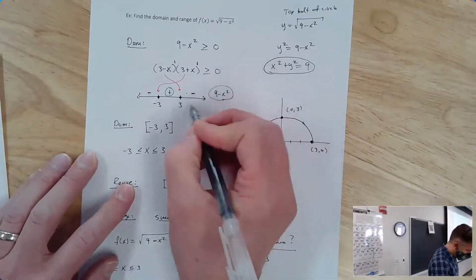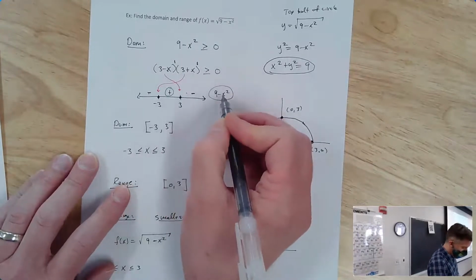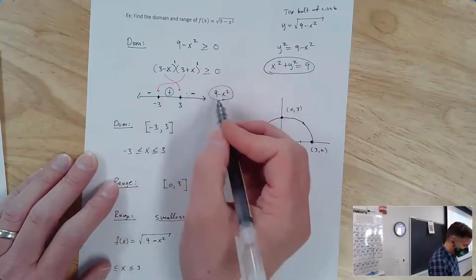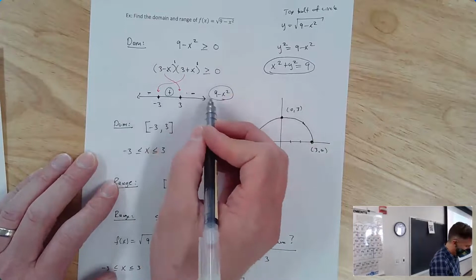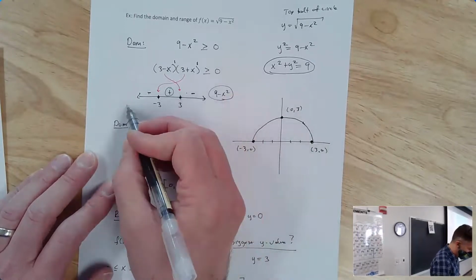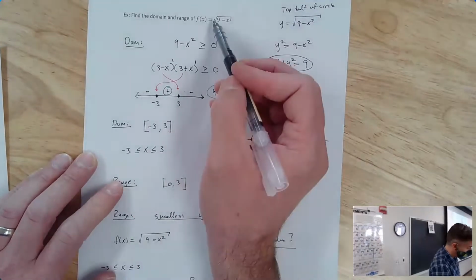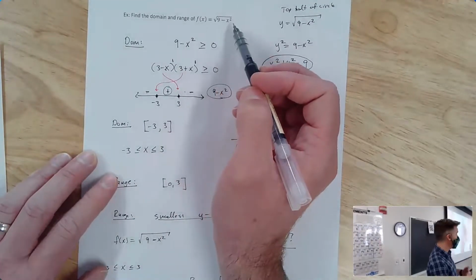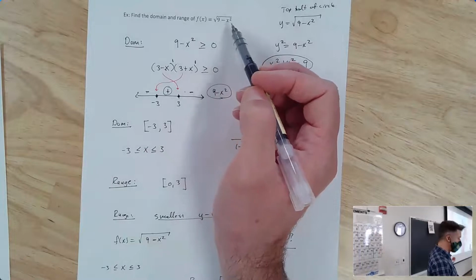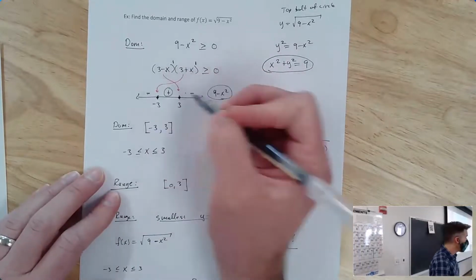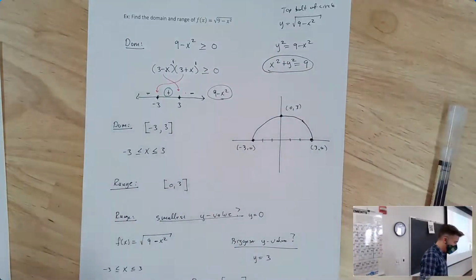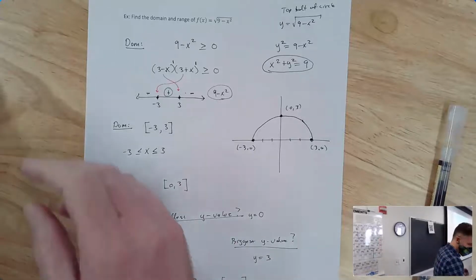So when x is bigger than 3, 9 minus x squared is negative. And when x is between -3 and 3, 9 minus x squared is positive. And when x is less than -3, 9 minus x squared is negative. And in this expression, since it's the square root of 9 minus x squared, I need that stuff to be positive or 0, which is why we pick these points as well. Whereas in the previous one, sorry, I lost my spot here.